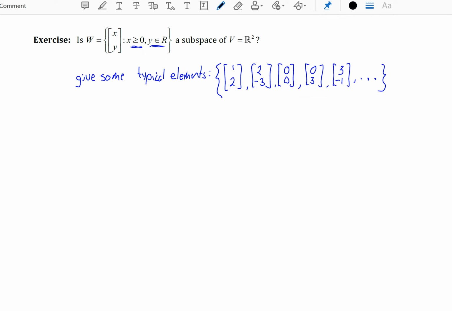Okay. I really like thinking of this problem graphically still. So again, we're talking about R2. So we're talking about the ordered pairs x, y that live in the plane. However, we're restricting ourselves to just things that live where x is greater than or equal to 0. So things that live on this right half plane.